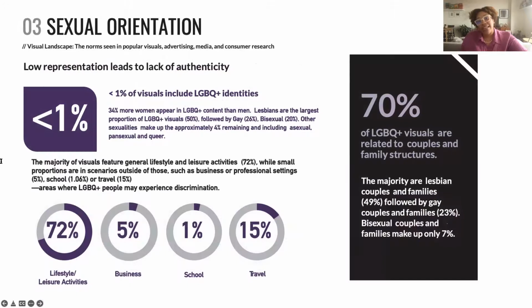Because when we look at the actual visual landscape, one of the things we identified is that even in spite of all of this visibility in other forms of media, there's low visibility in terms of visuals in marketing and advertising. And of those visuals that are included, they're often stereotypical. 70% of visuals featuring someone who identifies as LGBTQ+ are related to couples and family structures. And overwhelmingly, the community is being shown in lifestyle content, so everyday living, but not in business, school, and travel settings, which are areas where they increasingly experience discrimination, and we know centering them there is incredibly important.